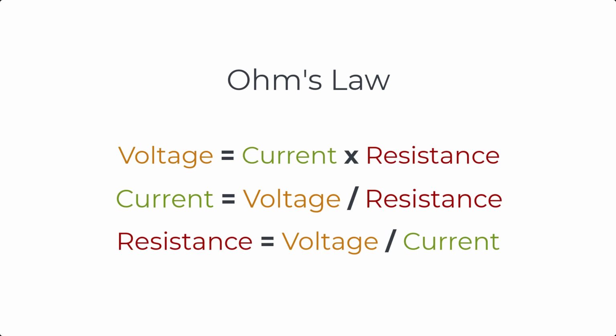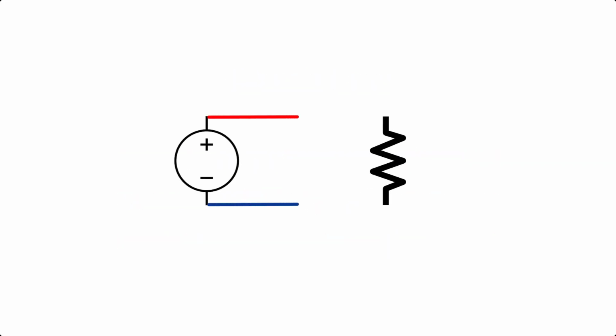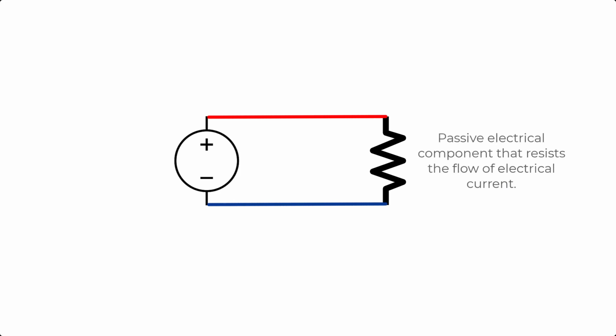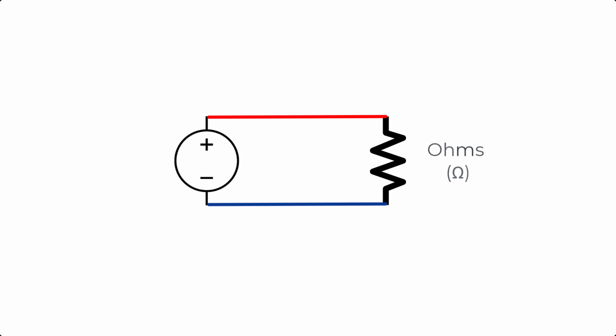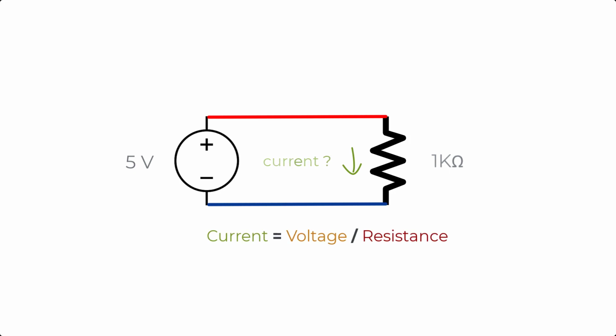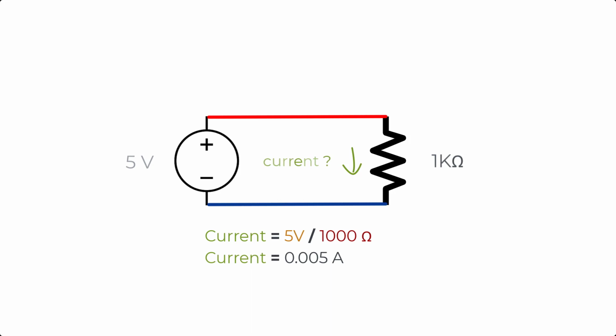Now, let's take a look at the simplest circuit possible, consisting of a voltage source and a resistor. A resistor, as its name suggests, is a passive electrical component that resists the flow of electrical current. The amount of resistance is measured in ohms. Assuming the voltage source is 5 volts and the resistor value is 1 kilo ohm, how much current will flow in the circuit? By using the formula, current equals voltage divided by resistance, we have 5 volts divided by 1000 ohms equals 0.005 amperes or 5 milliamperes.